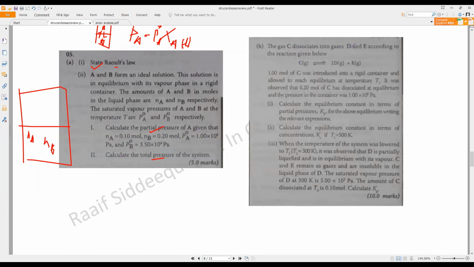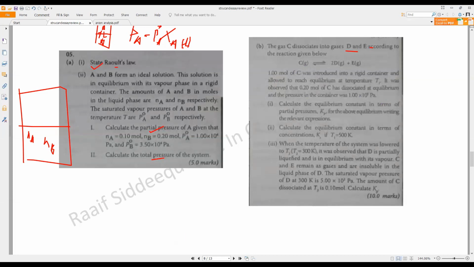Gas C dissociated into gases D and E. So you are given this equilibrium. 1 mole of C was introduced into the rigid container and allowed to reach equilibrium at temperature T. It was observed that 0.2 mole of C has dissociated at equilibrium, and the pressure in the container was 1 into 10 to the power, I guess it's 3. Yeah, 1 into 10 to the power 3.